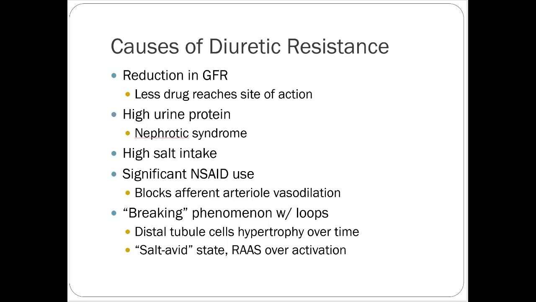Some other things that actually can cause resistance are high urine protein, which can cause a nephrotic-like syndrome. High salt intake, chronic sodium consumption, can also do that. NSAID use can block afferent arterial vasodilation, which can also cause a compounded issue and acute kidney injury, actually. And then there's something called a breaking phenomenon with loop diuretics, where the distal tubule cells just hypertrophy over time. That's because they get essentially worn out. You're constantly overworking the system by using loop diuretics, and that's only sustainable for so long before the body will eventually succumb to resistance to that pathway.